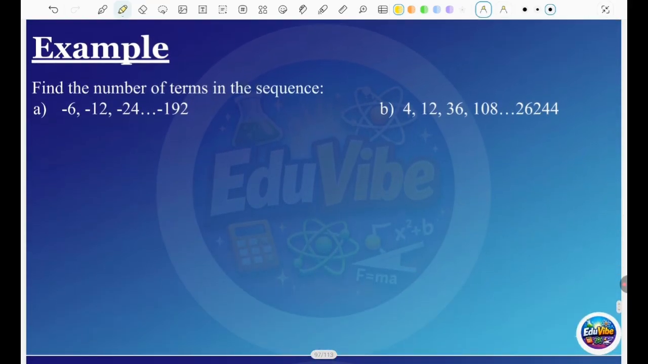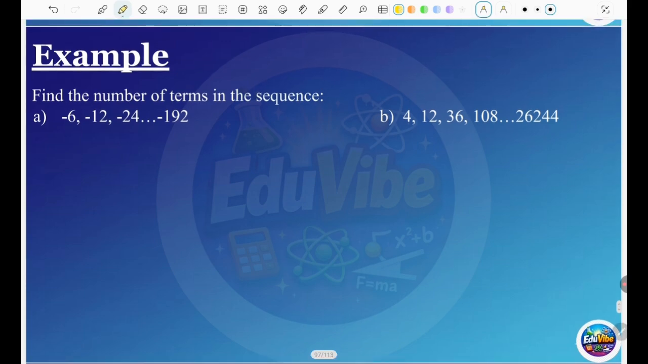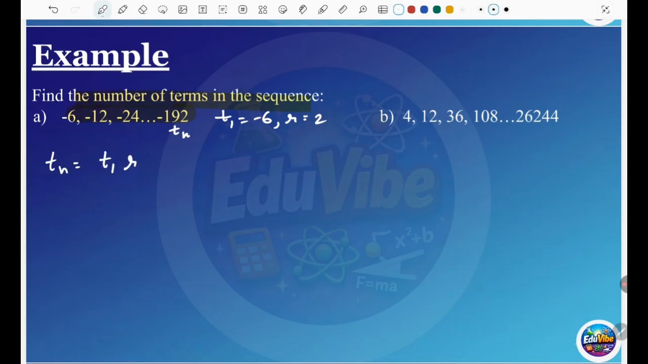If we have to find the number of terms, which is n, how can we find it? So we deal with the question of how to find the number of terms in the sequence. The first term is given, and they also give us Tn, because we have to find n. So T1 is minus 6, and what's r? We have to find the ratio, and r is 2. Minus 12 divided by minus 6 gives 2. You know Tn is equal to T1 times r to the power n minus 1. So Tn is given as 192, which equals minus 6 times 2 to the power n minus 1.